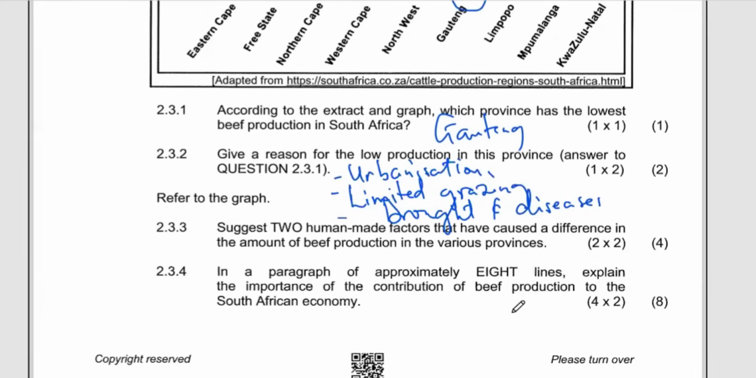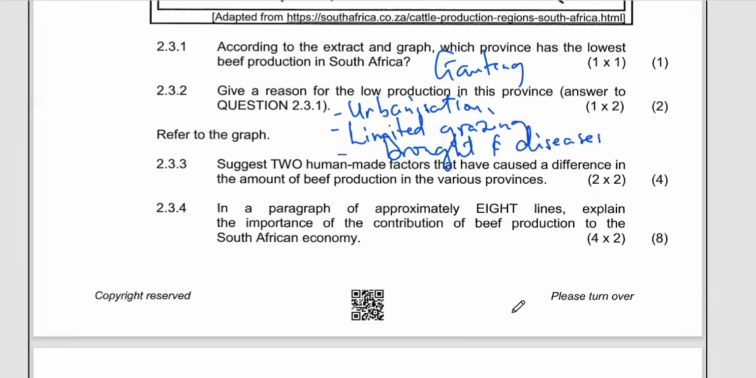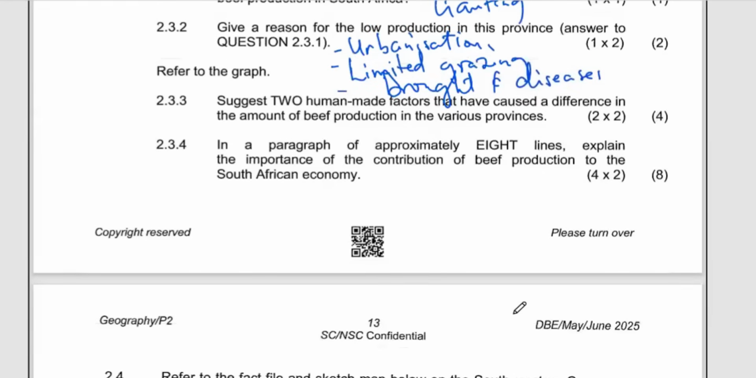Right, suggest two human-made factors that have caused a difference in the amount of beef production in the various provinces. We want human-made factors here that contribute towards the differences or the variances in the levels of beef production.